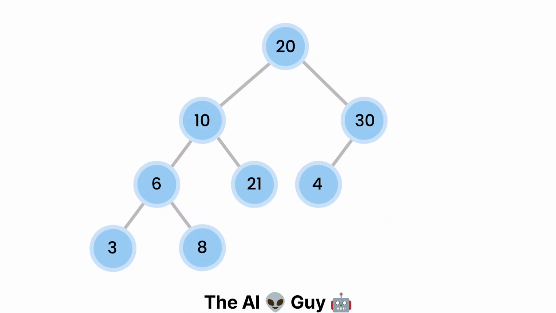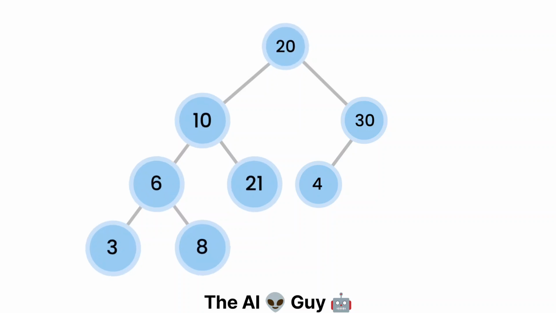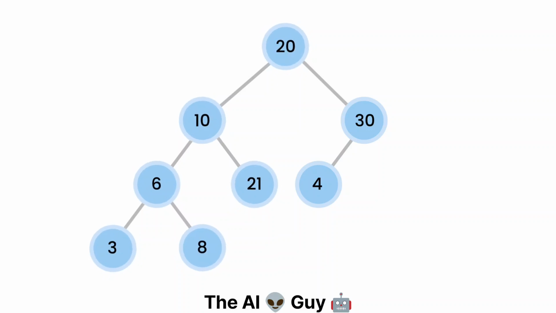For example, when we visit 20, we have to look at every node in the left subtree and make sure they're smaller than 20. Now, when we visit 10 later on, again, we have to revisit 3, 6, 8, and 21. So this algorithm is a little bit costly. We'll end up visiting each node multiple times. There is a better way.